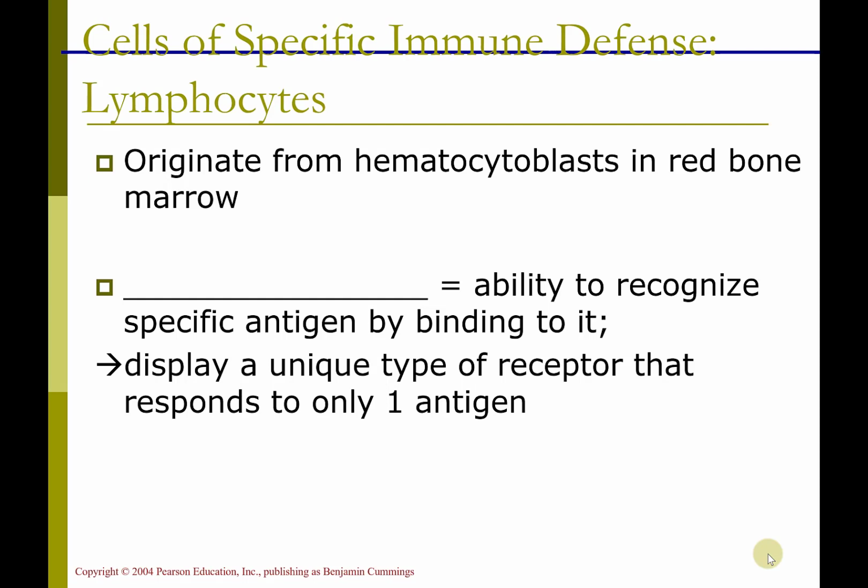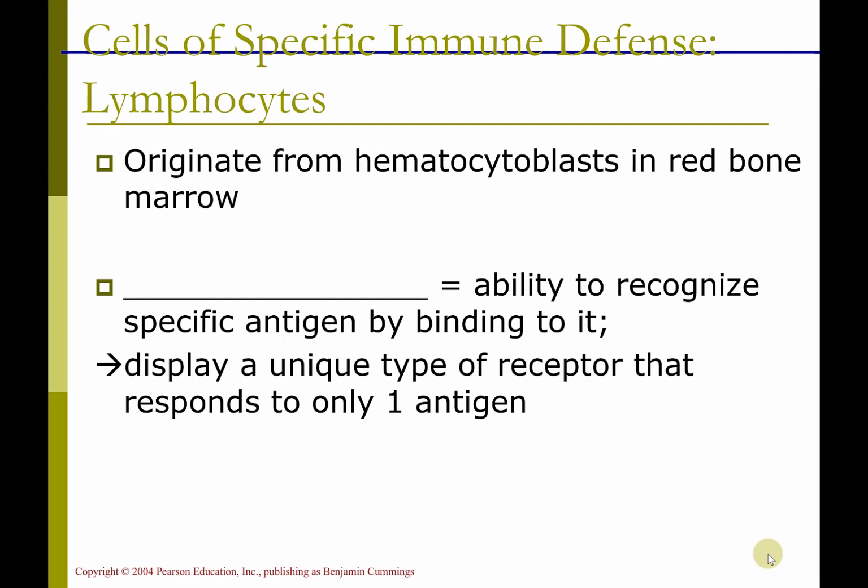There are three important cell types in the specific defense: two types of lymphocytes and something called an antigen-presenting cell. Let's start with the lymphocytes first. Well, you know that lymphocytes originate from hemocytoblasts in the red bone marrow, along with all other white blood cells.